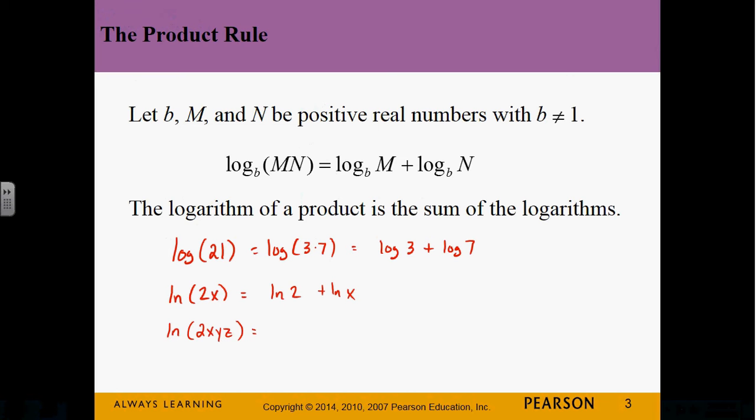L and x. Right. This is 2 times x, so I can separate it into 2 and x. If we're multiplying more than two things together, all we're going to do is add each one of the factors separately. So this becomes natural log of 2 plus natural log of x plus natural log of y plus natural log of z. So when we multiply things together, that changes over to addition, and it doesn't matter how many of them we do, we add them all.